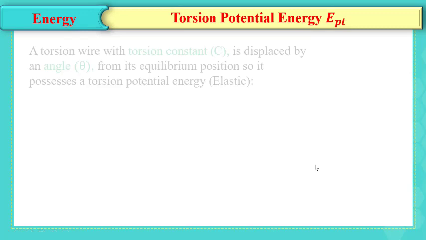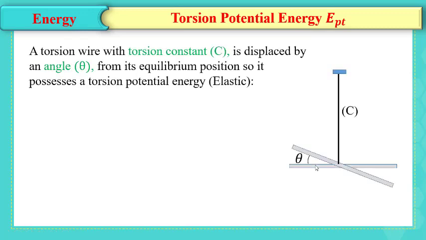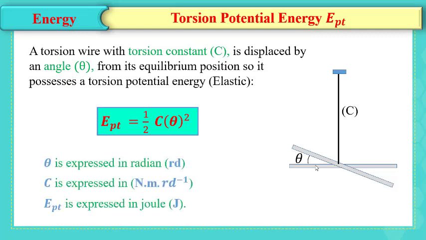Torsion potential energy. A torsion wire with torsion constant C is displaced by an angle theta from its equilibrium position. So it possesses a torsion potential energy, which is a kind of elastic potential energy. Its relation is given by half C theta squared, where theta is expressed in radians, C is expressed in Newton meter per radian, and the potential energy is given in joules.